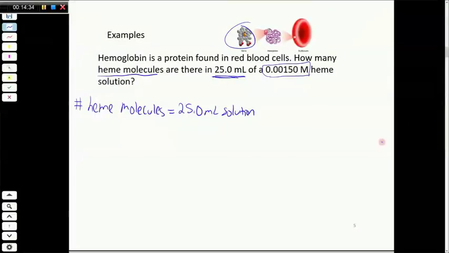So the first thing we should do is, we have milliliters of solution, we have a molarity. Remember, molarity is moles per liter. So if we can convert this into liters, we will be able to then calculate moles of solute. So this first step is going to convert milliliters into liters. Again, 1 liter is 1,000 milliliters, the same conversion factor we used in the last one.